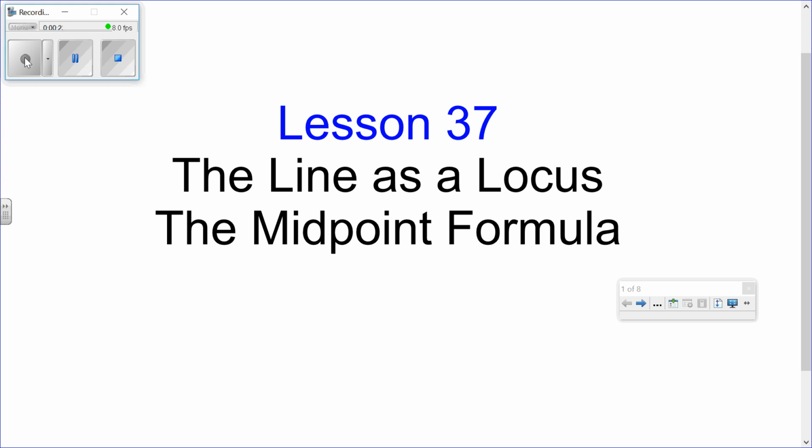Who are my Latin scholars in this room? What does locus mean in Latin? It means place. So Locus Method means we are going to talk about different shapes by their place. How far away are they from certain things?